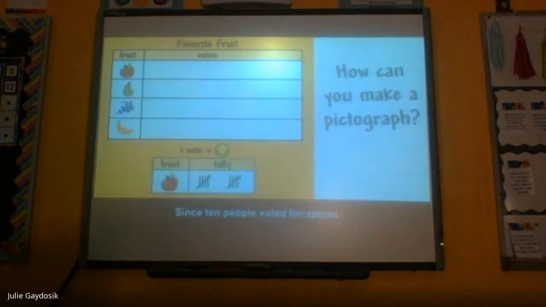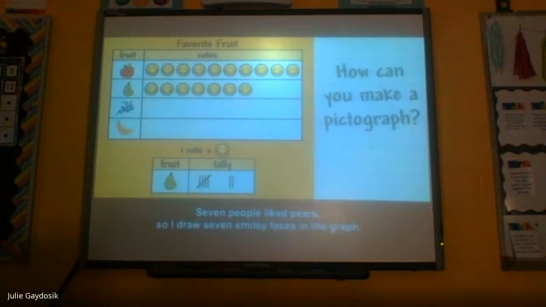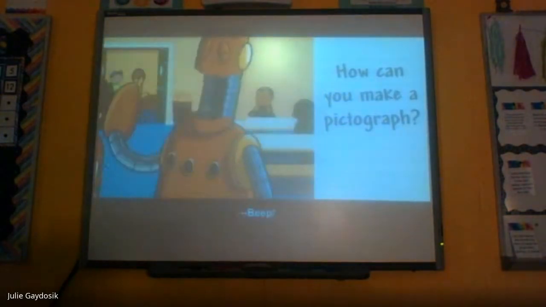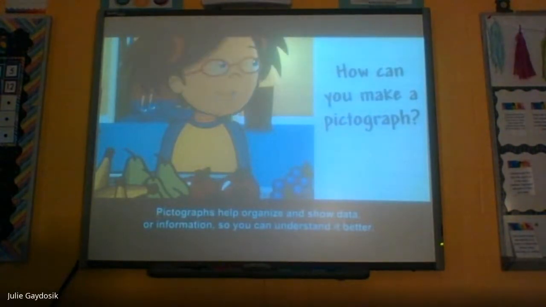Since 10 people voted for apples, I draw 10 smiley faces in the graph. 7 people liked pears, so I draw 7 smiley faces in the graph. 2 people voted for grapes. 6 people voted for bananas. Pictographs help organize and show data or information so you can understand it better.